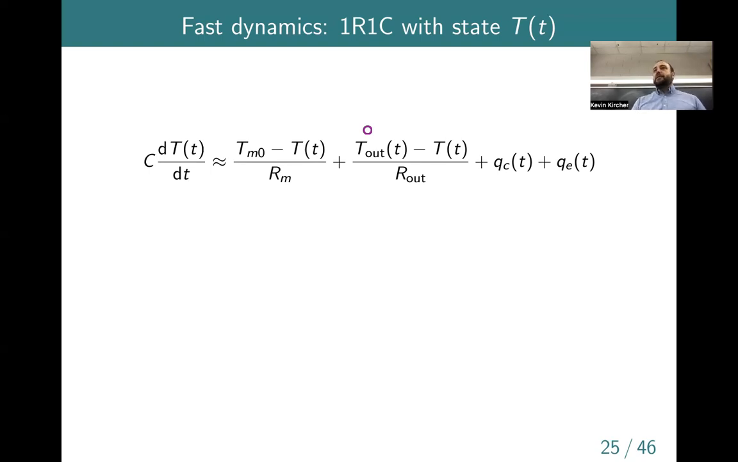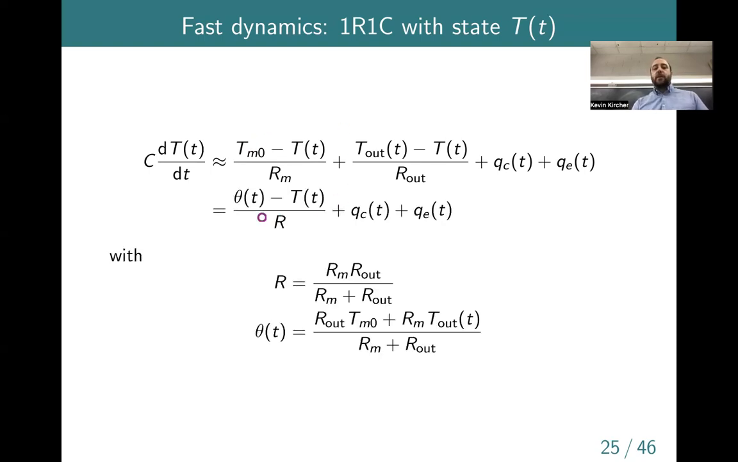Using the math that I showed last time, you can convert this two boundary temperature setup into a 1R, 1C model with one equivalent boundary temperature. This may look like something you did in a homework in a physics 2 class, an E&M class back in the day. The thermal resistance associated with that equivalent boundary temperature is given by this thing here. It's the product of the R's divided by the sum of the R's.